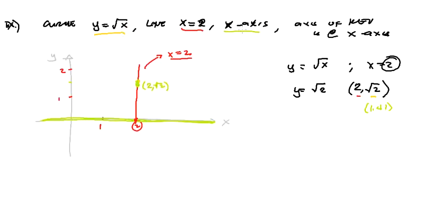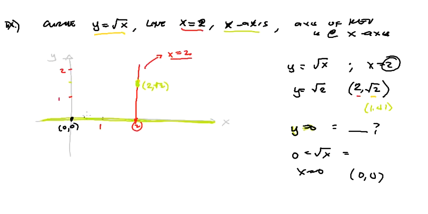Then for the intersection of the x-axis and the curve, our y must be equal to 0. So if y is equal to 0, then our x is what? Using our curve, 0 is equal to square root of x. Therefore, our x is just 0. So we have the intersection point or coordinates at 0, 0.